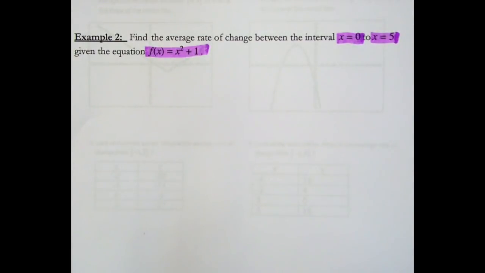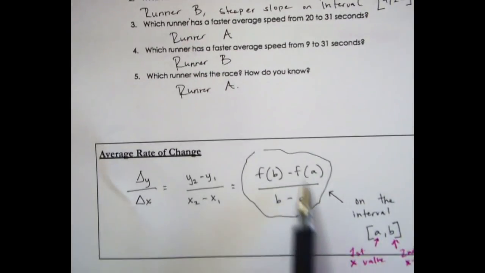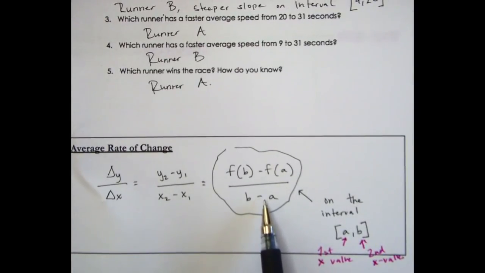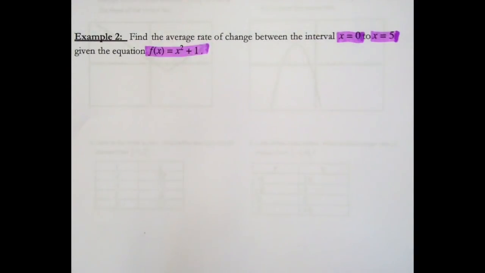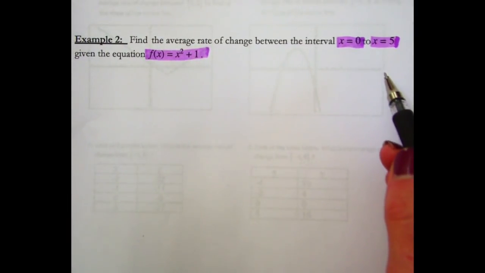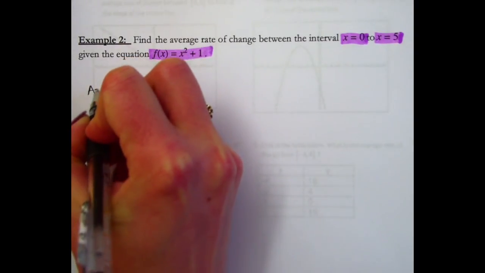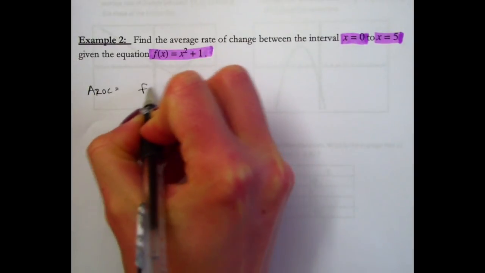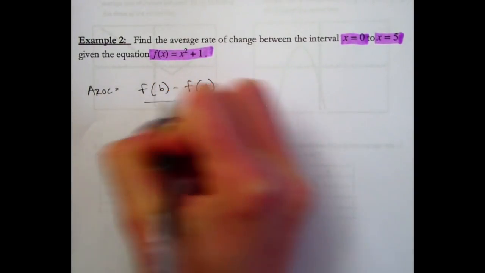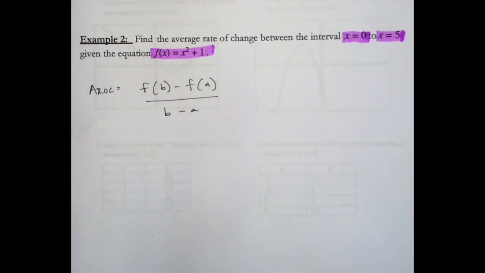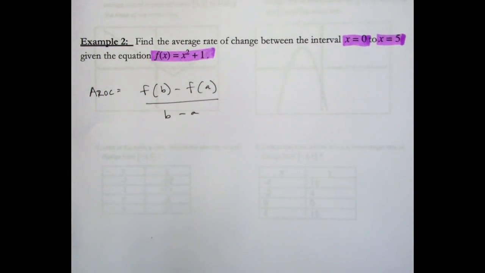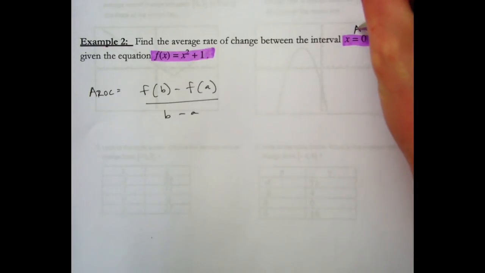So because I only have two x values, I know I'm going to be using this equation here. So the first step in this type of problem, what we normally did is copy down the equation for average rate of change, which is going to be f of b minus f of a all over b minus a. Then it's normally helpful to identify what is your a value and what is your b value. So I'm going to call this first x value my a and the second x value my b.